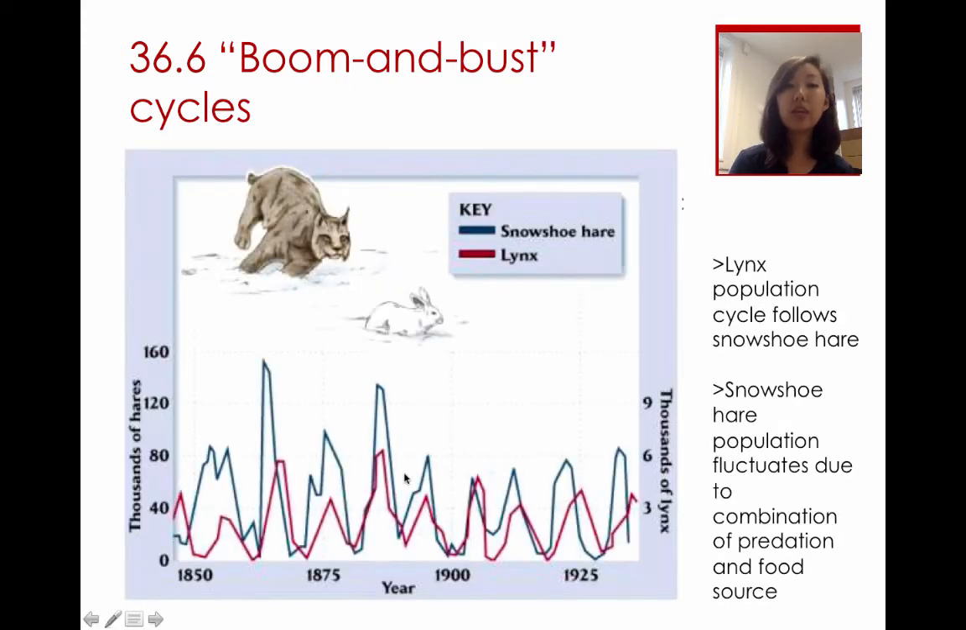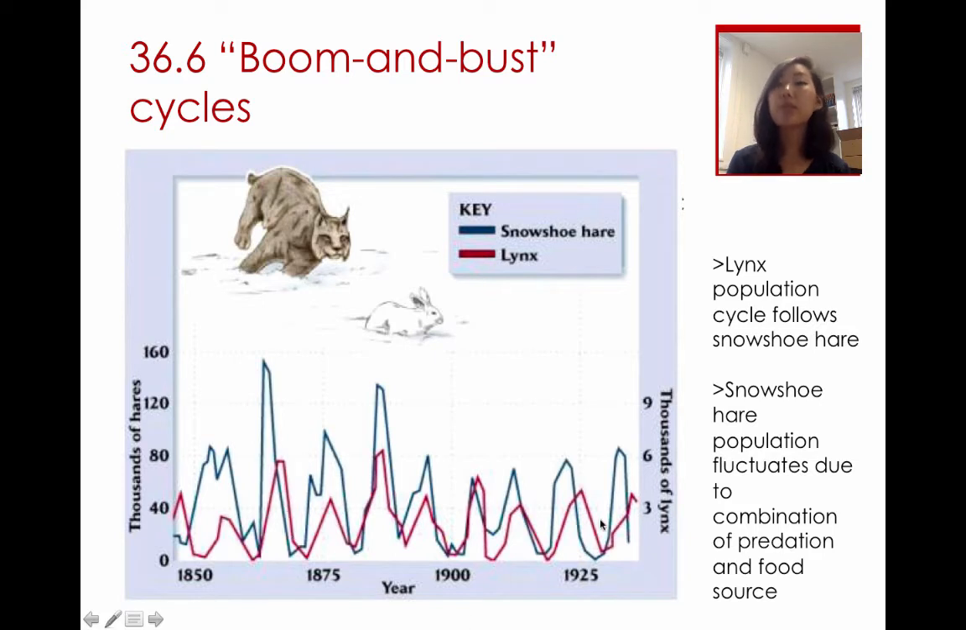Here's a graph from the textbook, and it shows the boom and bust cycle of the snowshoe hare, which is this white rabbit, and the lynx, which is its predator. You can see that the snowshoe hare fluctuates very rapidly, and the lynx's fluctuations follow the snowshoe hare. When the population of the snowshoe hare, which is its main food source, starts to decline, you see a correlating decline with the lynx. It's easier seen in this peak right here where there starts to be a rapid decrease, and that changes to a decrease in the lynx.